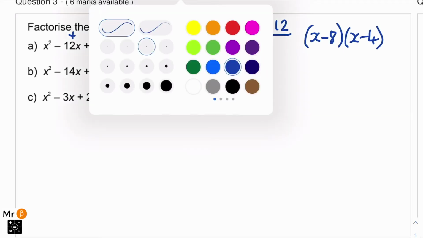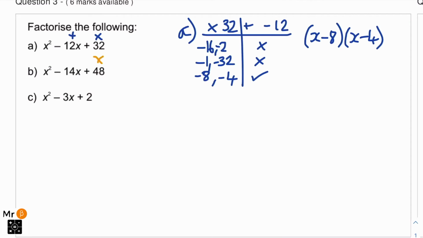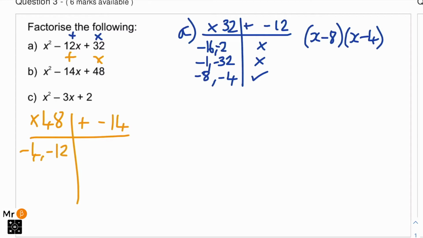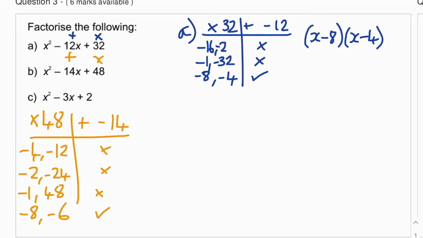Very similar process for part B. So we're timesing to make positive 48, and we're adding to make negative 14. So again, we know both answers must be negatives, so that we times to get a positive and add to get a negative. So minus 4 and minus 12, minus 2 and minus 24, minus 1 and minus 48, negative 8 and negative 6. Now we can combine these together and you'll see that it must be negative 8 and negative 6.